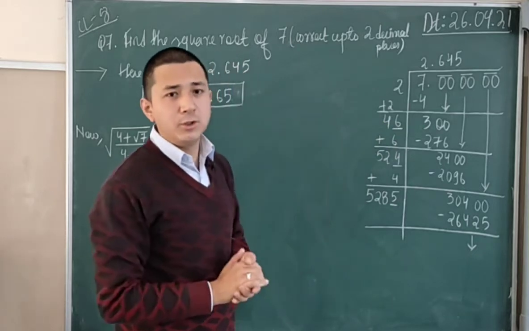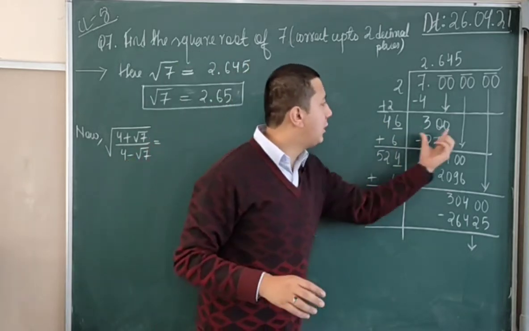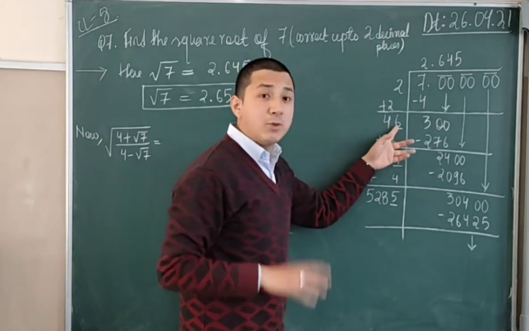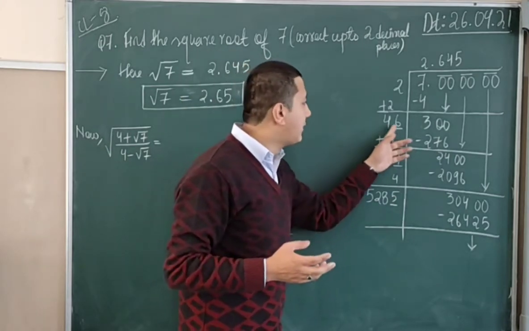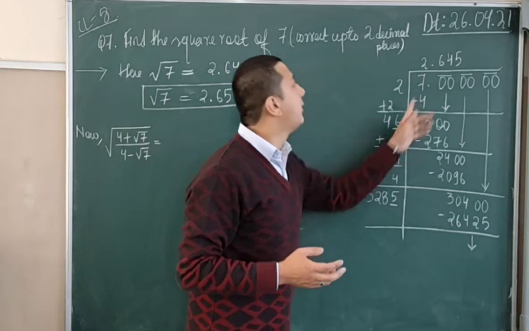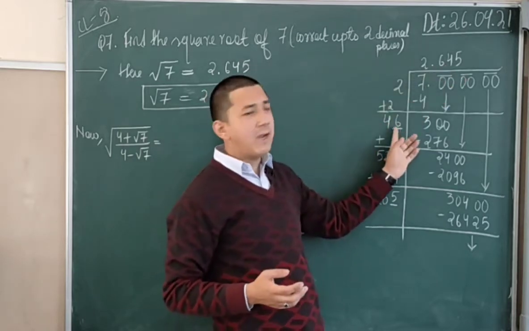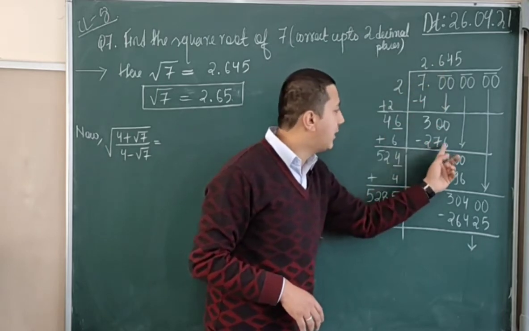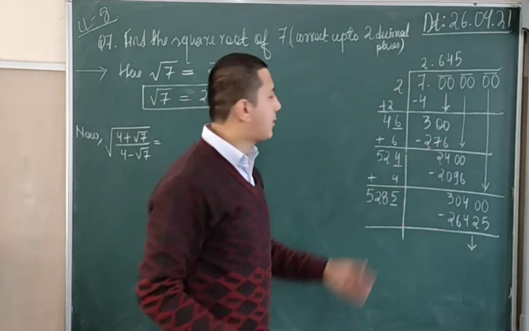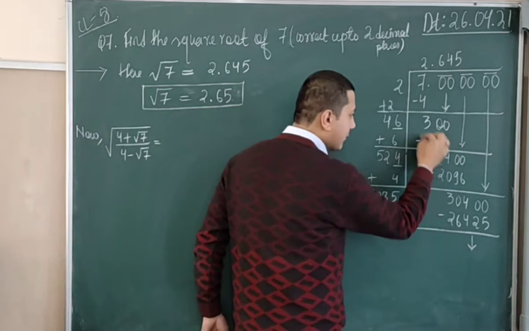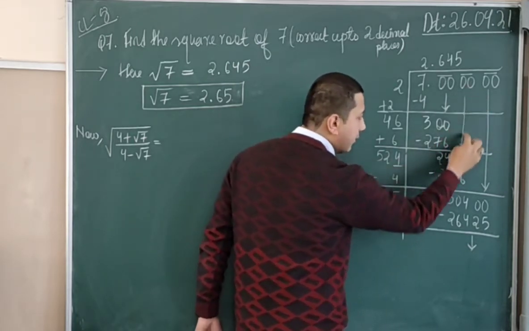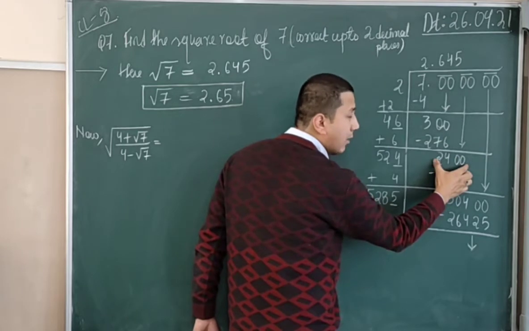Which square number will be near to 300? I have to check. It is 6. When I put 6 out here, I will be getting 46. 46 into 6. Whichever number I put out here, I have to put the same number. You know that 46 into 6 will be 276. Again the same process. Subtract, you will be getting 24. Another 0, so I get 2400.